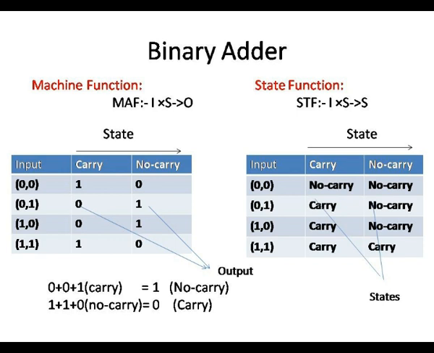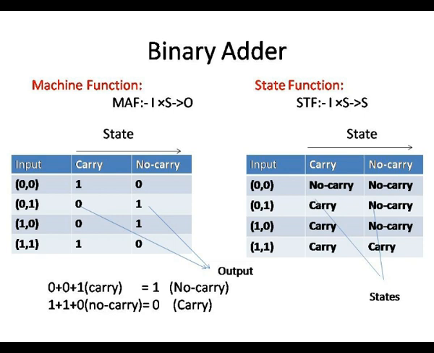We can draw the two tables here, the machine function table and the state function table. Now the inputs are 00, 01, 10 and 11, and the states are carry and no carry. Here the machine function table shows that it will produce the output 0 and 1, and the state function table shows that it will produce the next states no carry and carry.